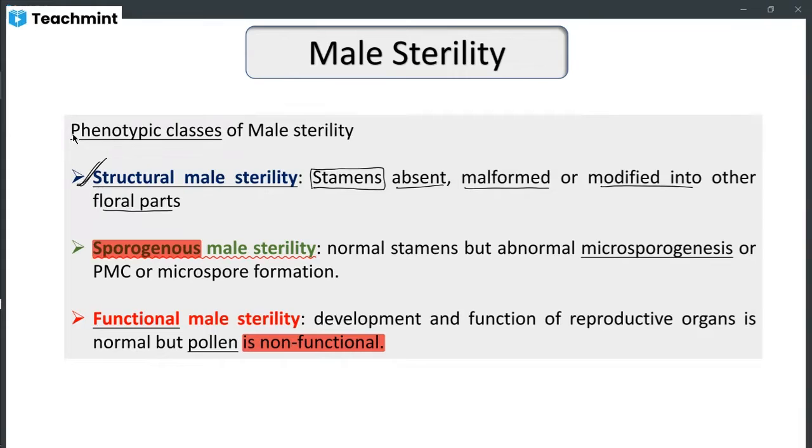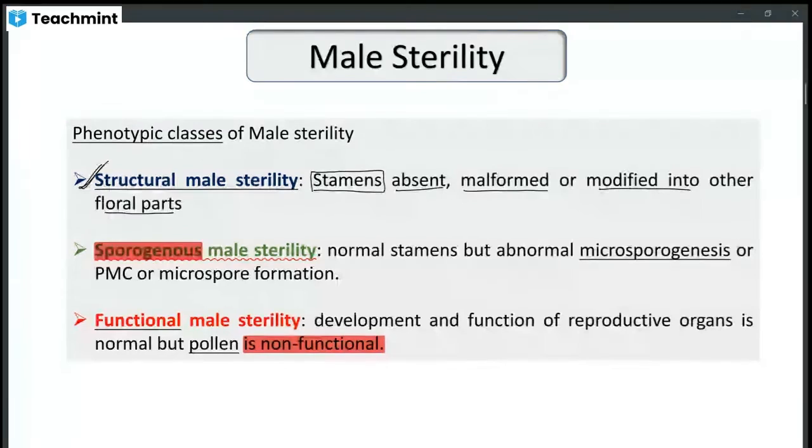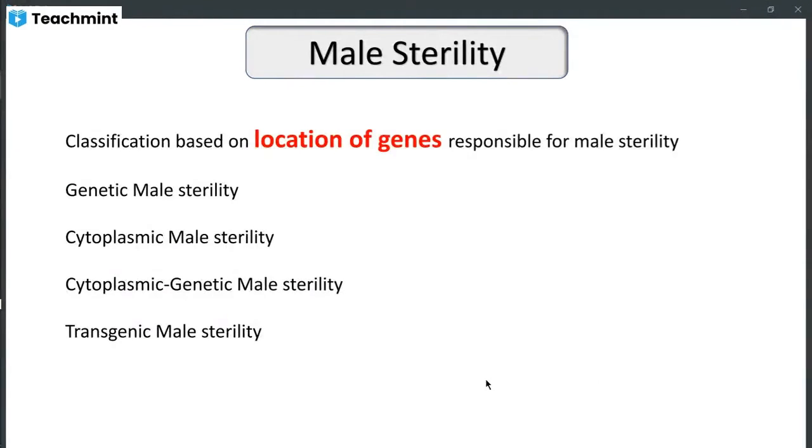And can anyone say what are the three classical classes of male sterility? How do we distinguish them? GMS, CMS and CGMS. Okay, so what do you mean by GMS?